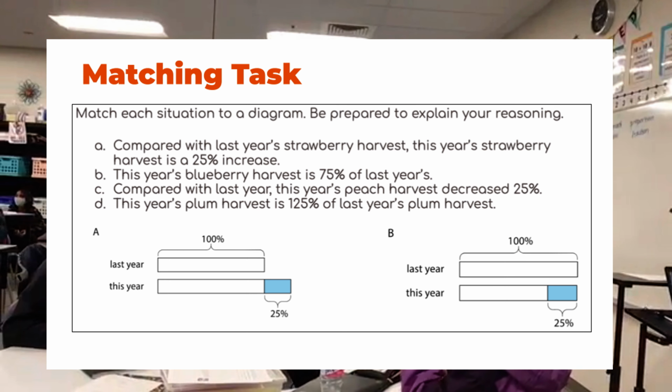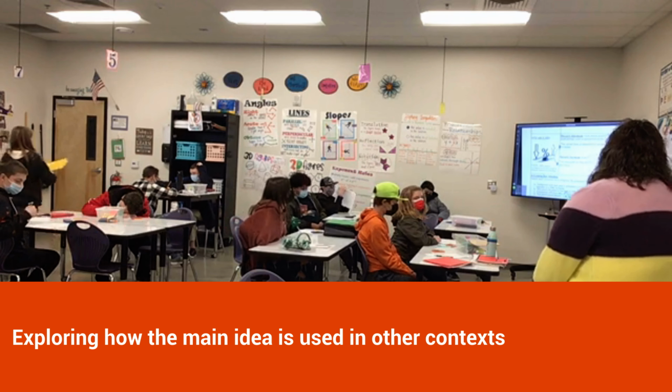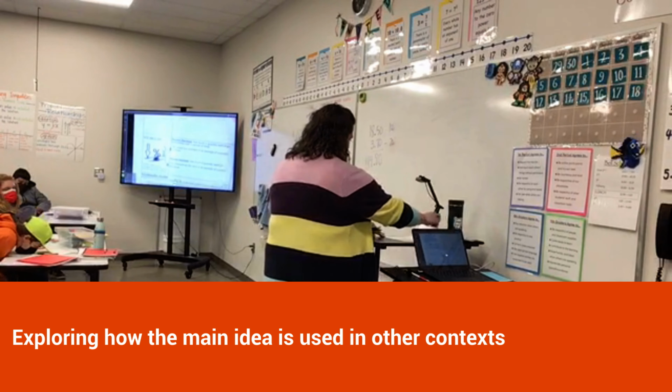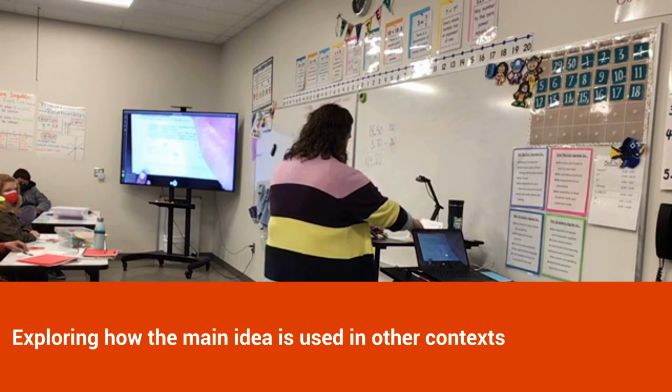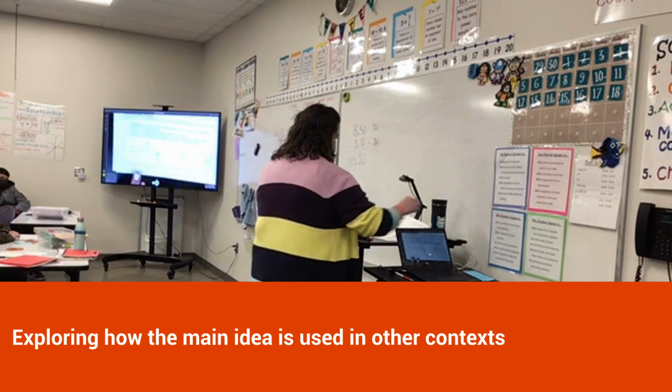After the vocab square warm-up, Morgan asked her students to work on this task, which asked students to make sense of percent increases and decreases, wholes and parts, and ways to represent change. So if you look at the two bar models that are on your paper, you have A and B. What's something you notice about A, something you notice about B, something you notice about both?